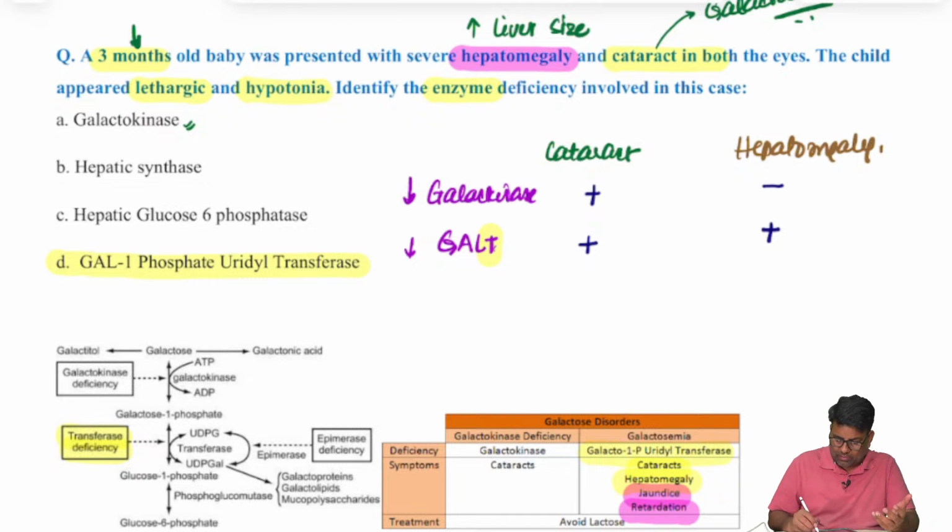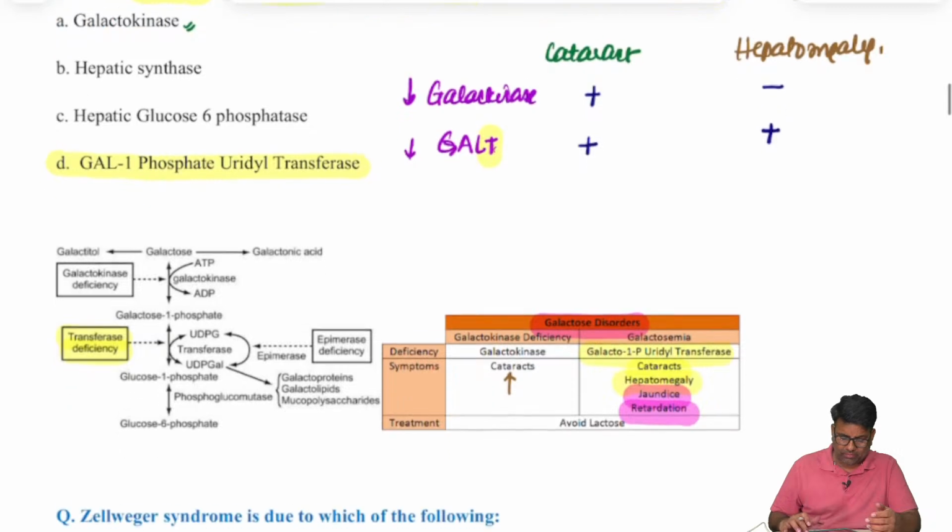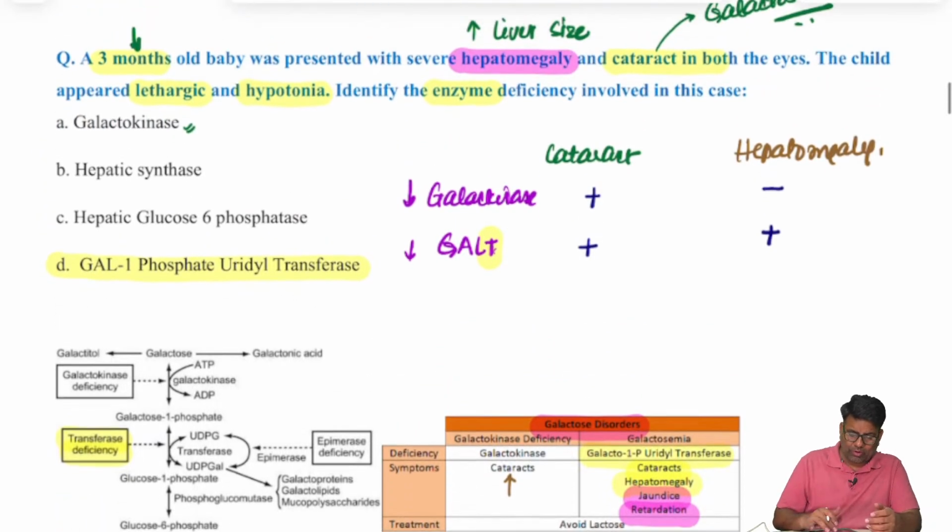So this is very important. You can say a kind of differential diagnosis. Right? So in galactokinase deficiency, we see only cataracts without any additional features. But in GALT deficiency or transferase deficiency, there are additional features as well in the form of hepatomegaly, jaundice, or mental retardation. Fine. So this is how you can reach the answer for this particular question.